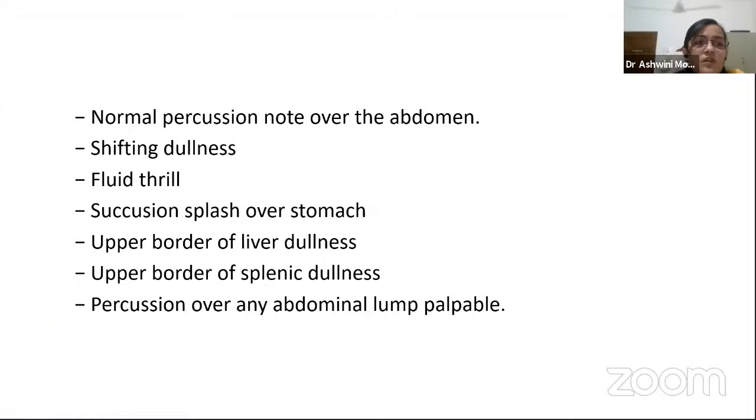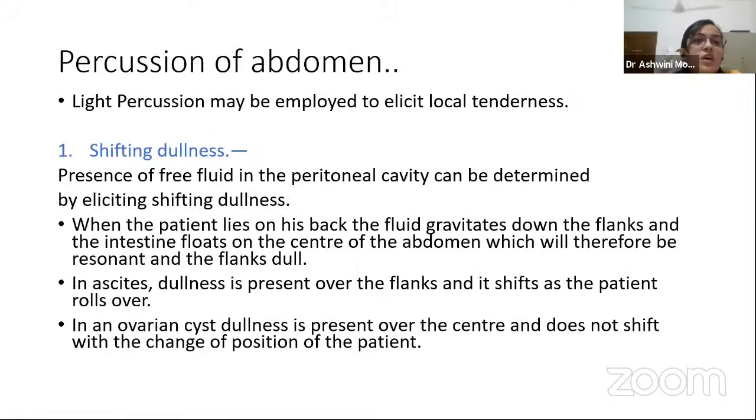So on percussion, what all things do we have to see? It is the normal percussion note. We have to notice whether any shifting dullness is there, any fluid thrill. We can hear whether succussion splash over the stomach is present or not, upper border of liver dullness, splenic dullness. Percussion over the abdominal lump in the case of a palpable lump we have to do. Light percussion may be used to elicit local tenderness.